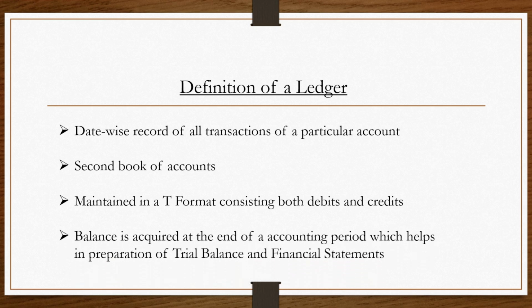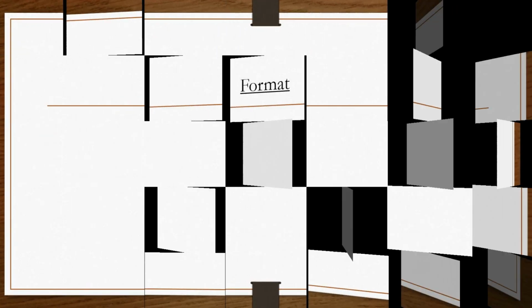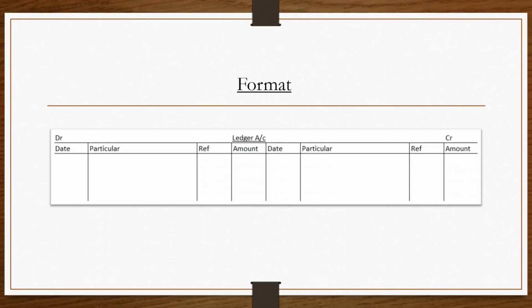Ultimately, the balances which come out of the ledger accounts will help you in the preparation of the final accounts as well as the trial balance. The next is the format of a ledger. The format is very simple. It will have both debit and credit sides of any particular account. It will record the transactions chronologically.